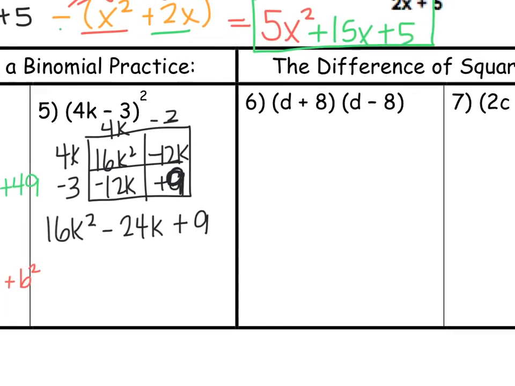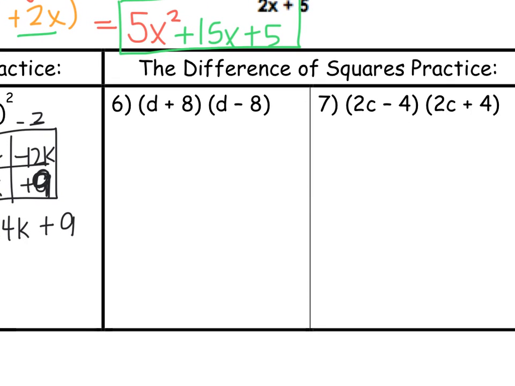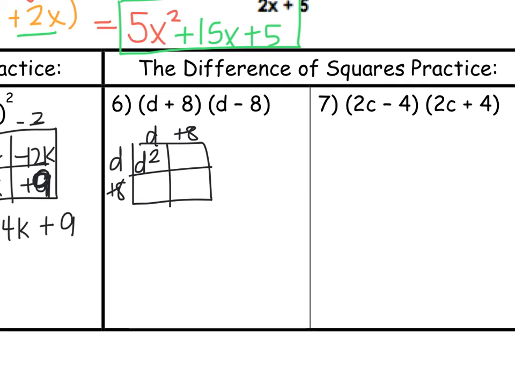Okay, last two. So the difference of two squares, and difference just means here that one is plus and one is minus, and this is not the same as the one we did previously. So again, if we do our box method, we have d and plus 8 and d and plus 8. The first term is squared, that's d squared. D times 8 is 8d, and this was a minus 8, not a plus 8. So let's make sure that's a minus. So then we get negative 8d, and we get a negative 64.